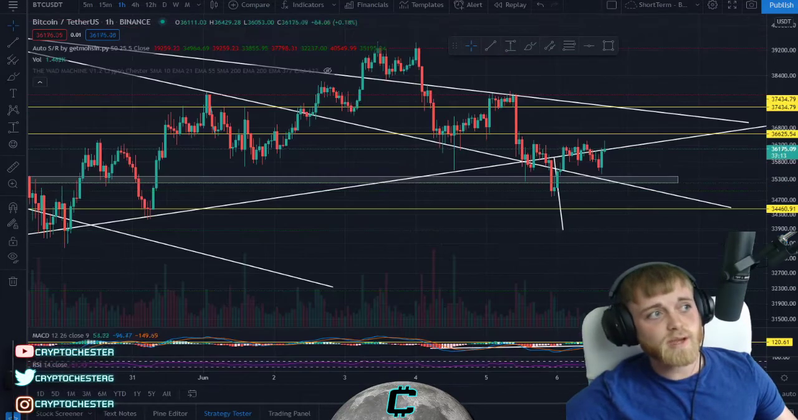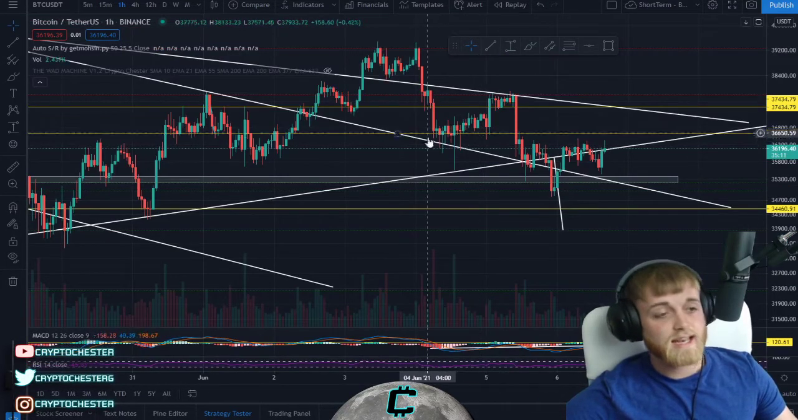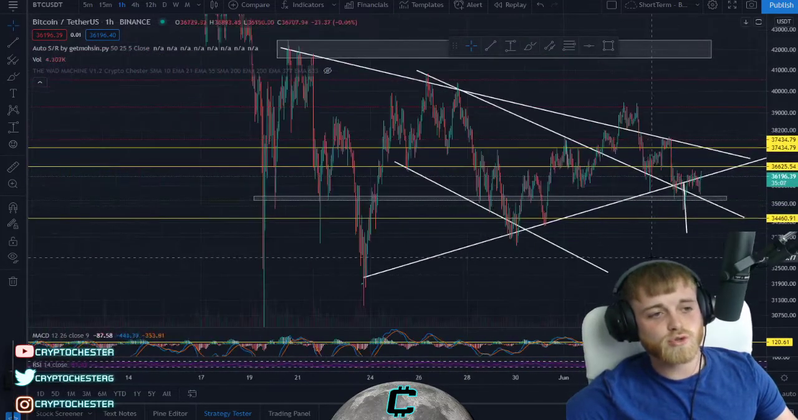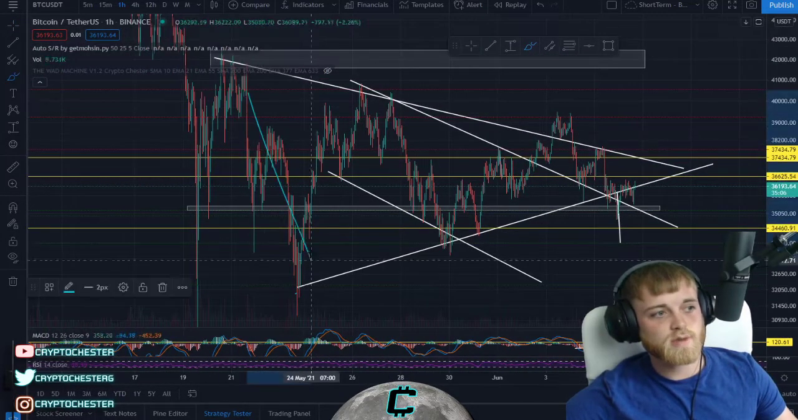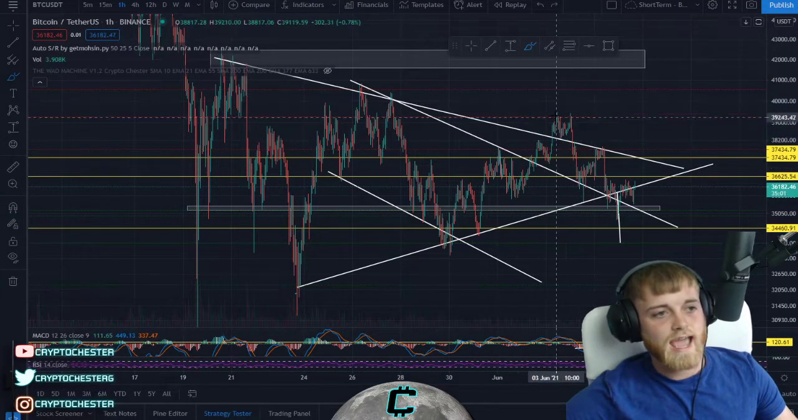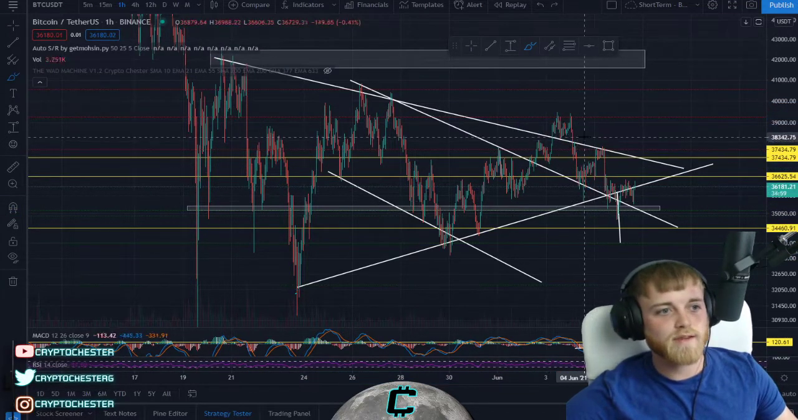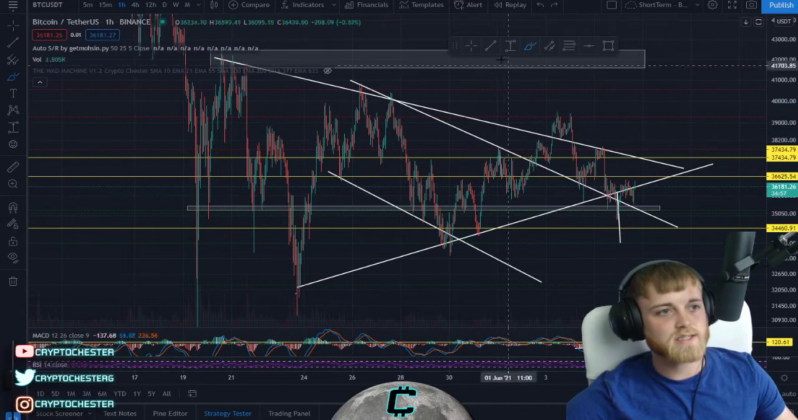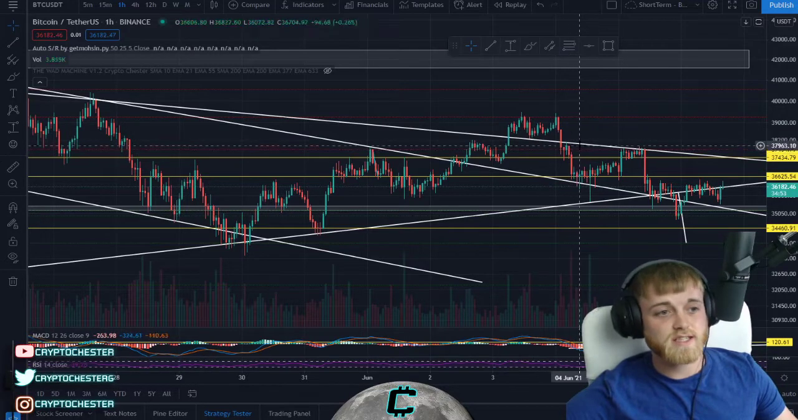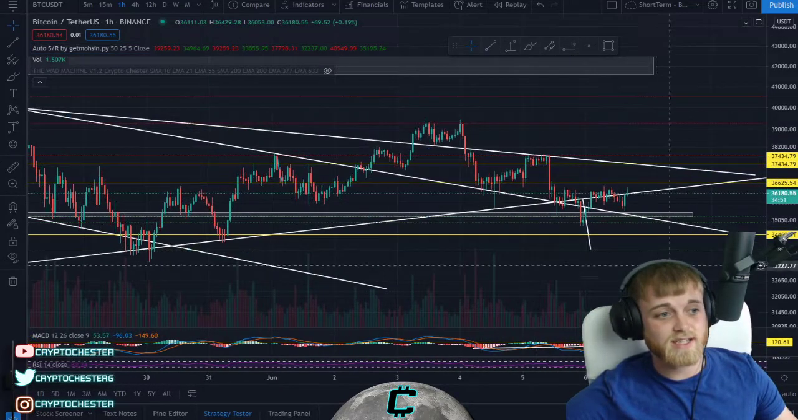Now, let's jump back to the short term here. We are testing an absolutely crucial point in this giant symmetrical triangle we've got playing out here. Absolutely crucial. I know a lot of YouTubers went long here and got absolutely screwed. We were waiting for that retest, and no, we didn't see it. We saw it actually plummet through the topside of this symmetrical triangle playing out here, and that's why we did not enter that trade.